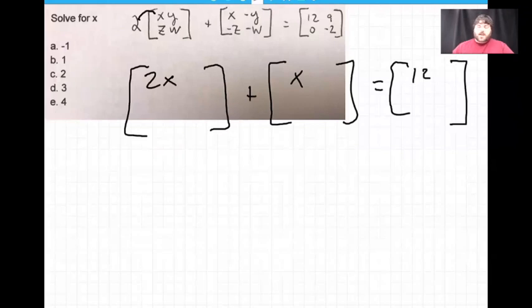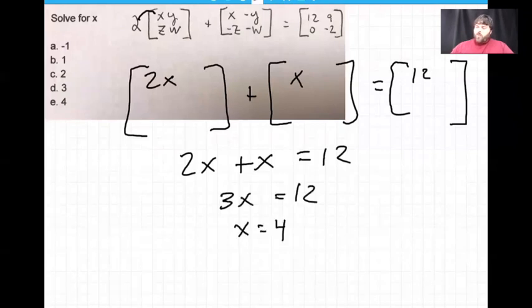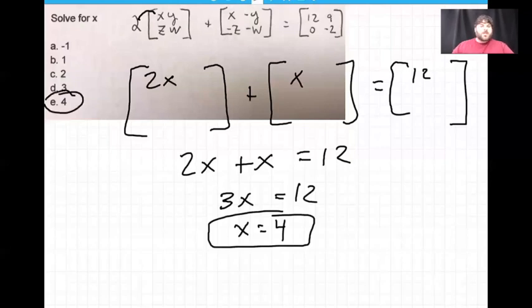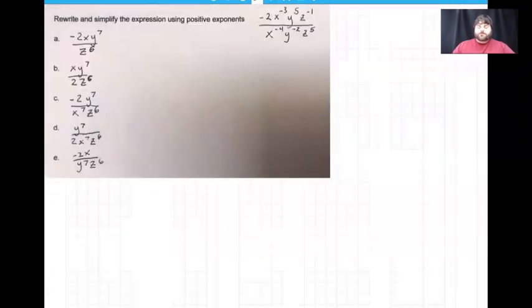I could do the rest. I could distribute the 2 and rewrite, but I don't care. I'm only asking for x. So I don't worry about the other parts. Well, this is easy. This is 2x plus x equals 12. 3x equals 12. So x has to be 4. I divide both sides by 3, I get 4. So answer choice E is correct. So again, this one, because it's variables, forces you to really understand what you're doing. You can't just plug that into your calculator.